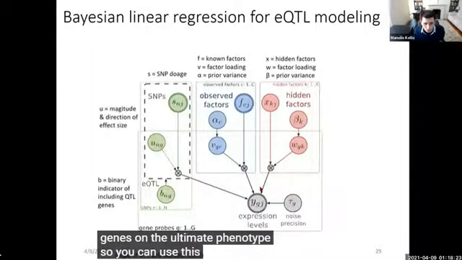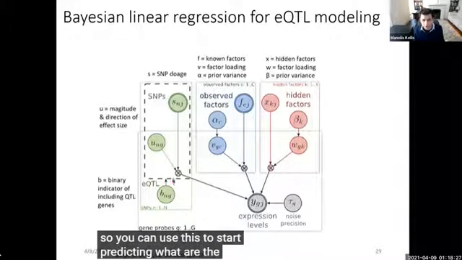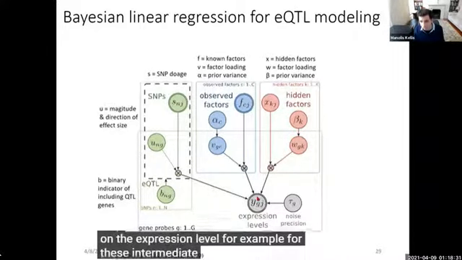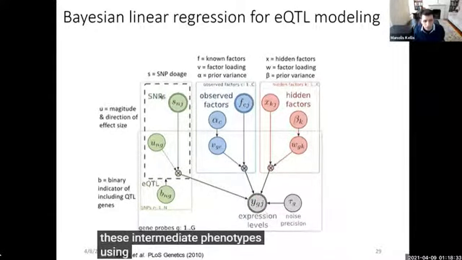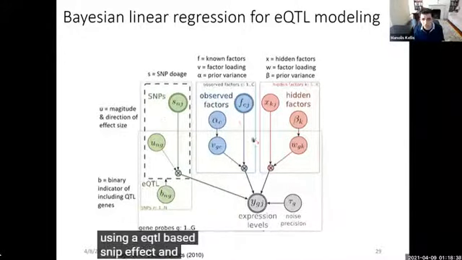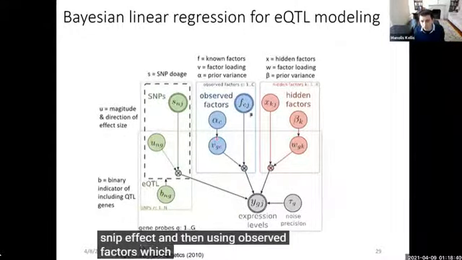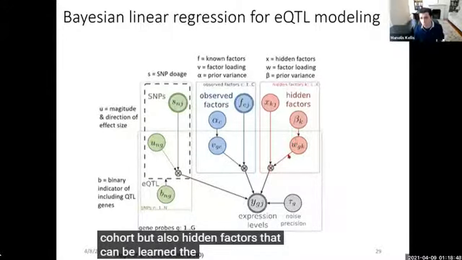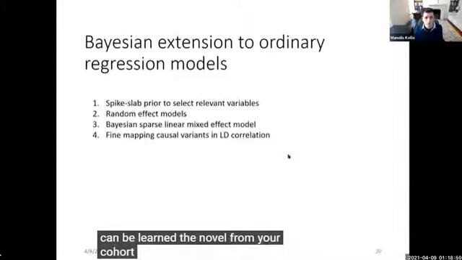So you can use this to start predicting what are the effects of every SNP on the expression level, for example, for these intermediate phenotypes, using eQTL-based SNP effect, and then using observed factors, which are your covariates that you have observed in your cohort, but also hidden factors that can be learned de novo from your cohort.